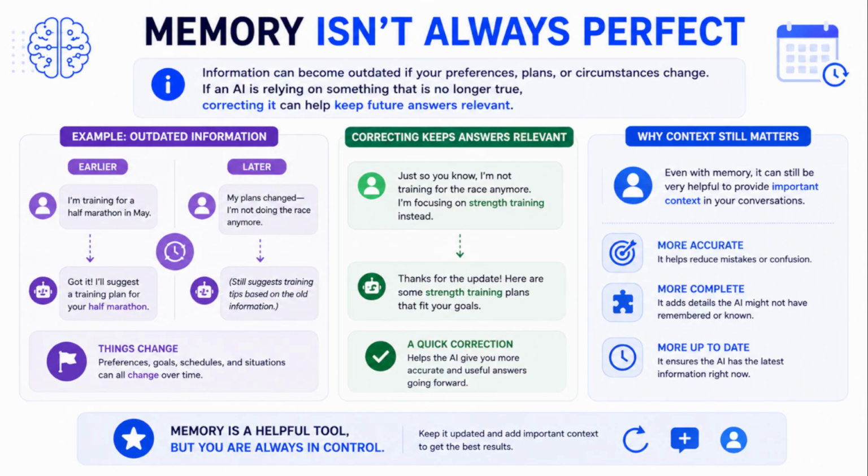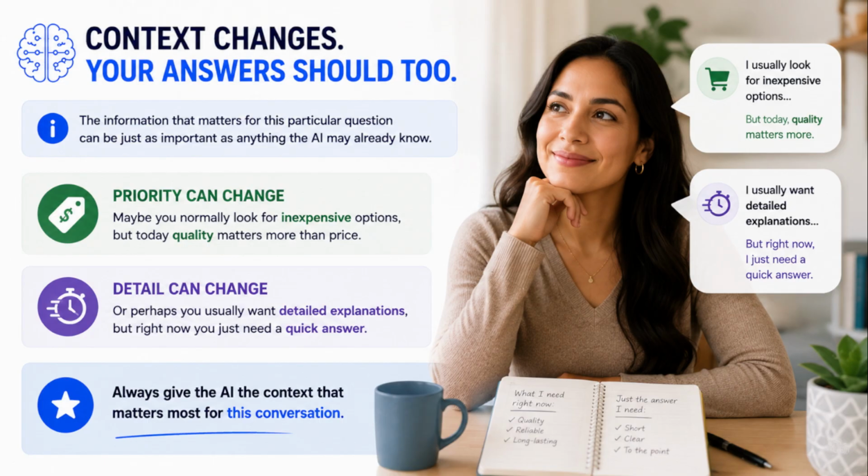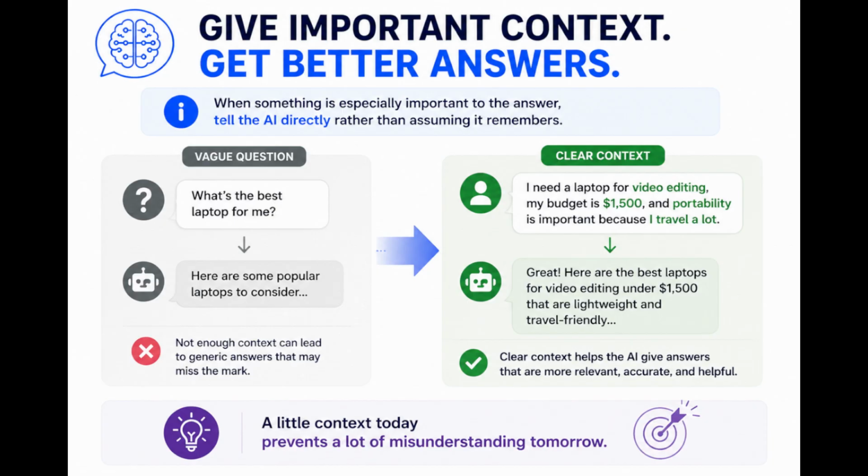This is also why it can still be useful to provide important context, even when an AI has memory. Maybe you normally look for inexpensive options, but today quality matters more than price. Or perhaps you usually want detailed explanations, but right now you just need a quick answer. The information that matters for this particular question can be just as important as anything the AI may already know. When something is especially important to the answer, tell the AI directly rather than assuming it remembers. A little context can prevent a lot of misunderstanding.